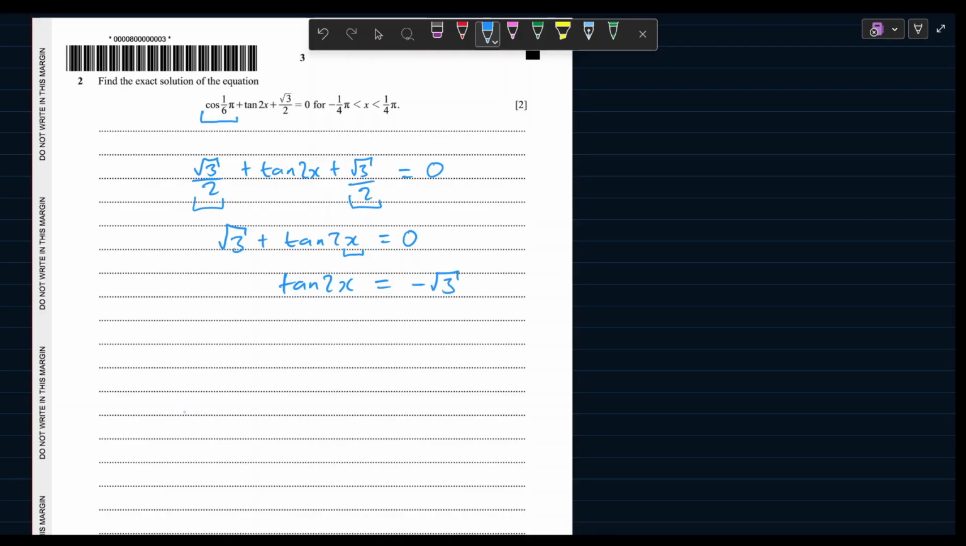Now we can take arctan on both sides, so that we've got 2x is arctan of negative root 3. Let's evaluate arctan of negative root 3 using our calculators. That should be an exact value as well. Indeed it is. It is negative 1/3 pi. Then multiply both sides by 2 to get x. So you get that x is negative 1 over 6 pi, and this does fit within the given interval. So this would be our final answer.